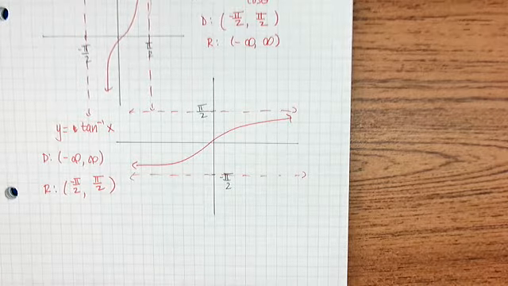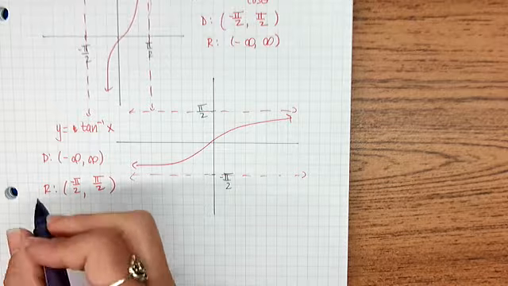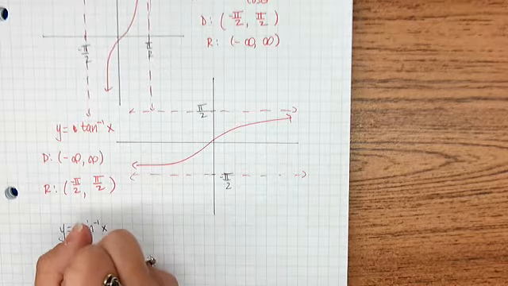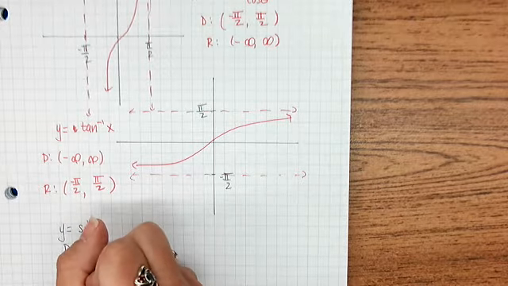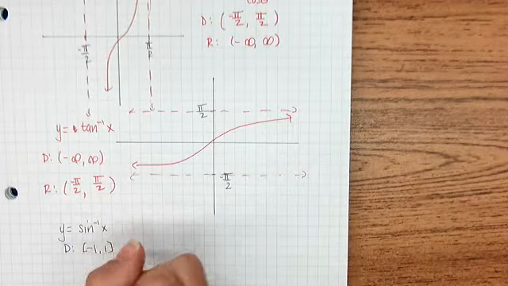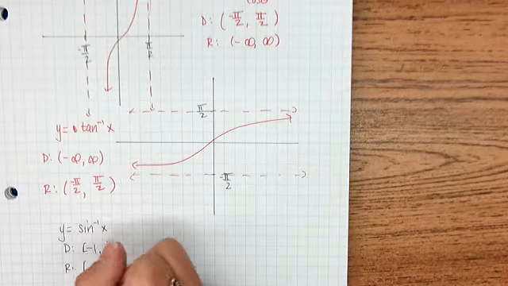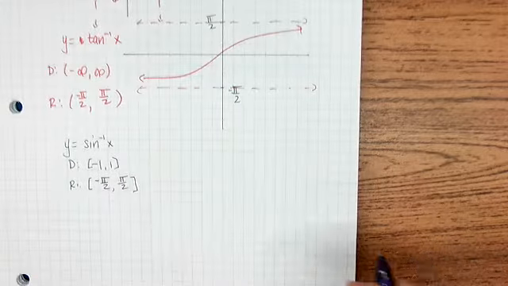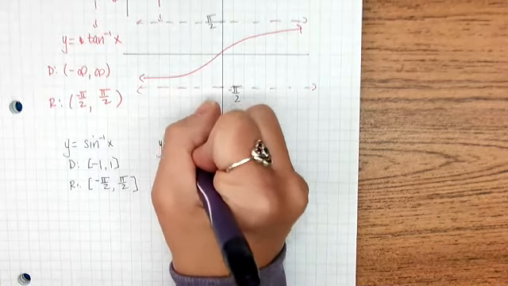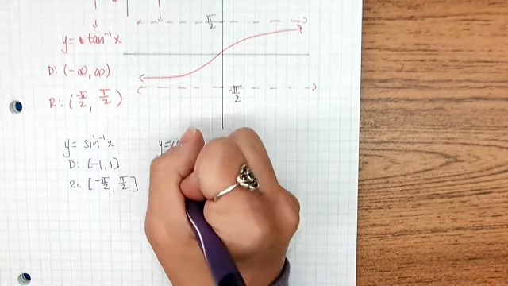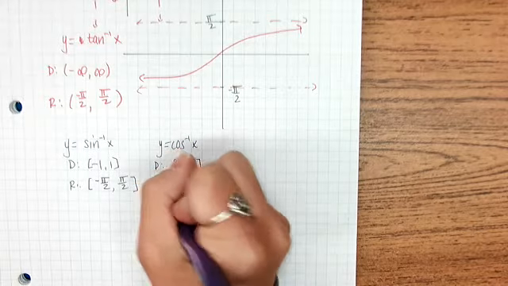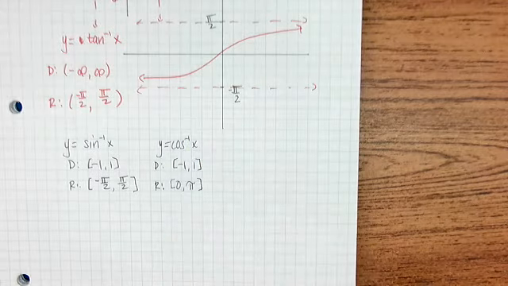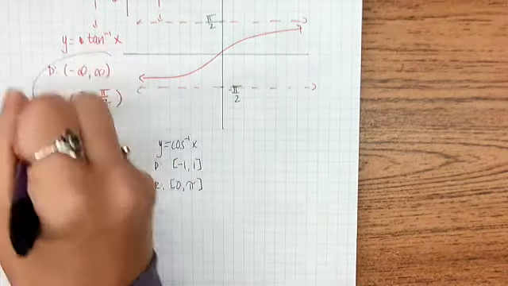Let's just do a quick summary of all three of the functions. Inverse sine: the domain is from -1 to 1, and the range is negative pi over 2 to positive pi over 2. Inverse cosine: the domain is also -1 to 1, but the range this time is 0 to pi, included. There are no asymptotes. And the inverse tangent, I just told you, is right there.